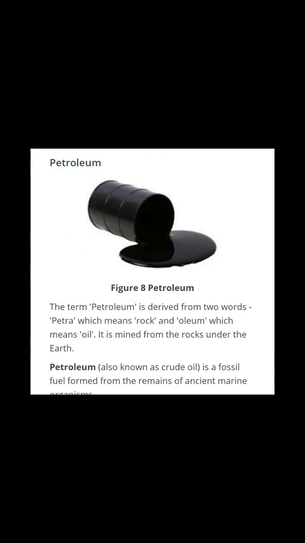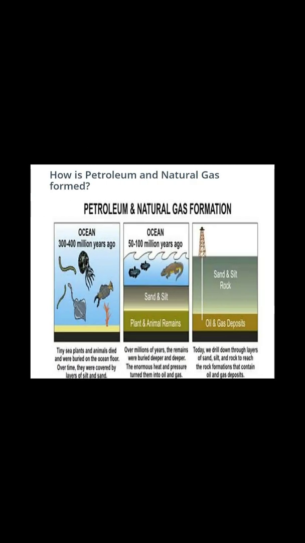Petroleum. The term petroleum is derived from two words, petra, which means rock, and oleum, which means oil. It is mined from the rocks under the earth. Petroleum is a fossil fuel formed from the remains of ancient marine organisms. How are petroleum and natural gas formed? These are the small pictorial representations of this.